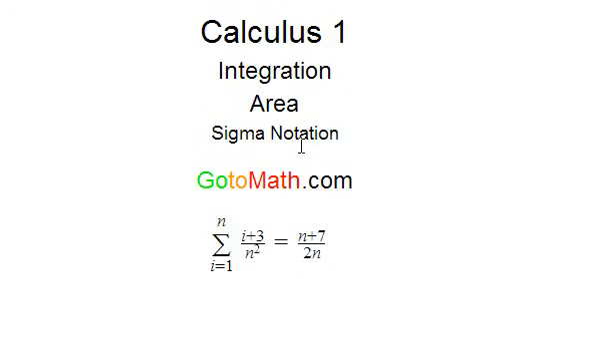So we're looking at sigma notation here. We're going to utilize some of these formulas that we just learned, and we're going to show that this left side is actually equal to the right side. So this is the sum of i plus 3 over n squared, and we want to show it's equal to n plus 7 over 2n.